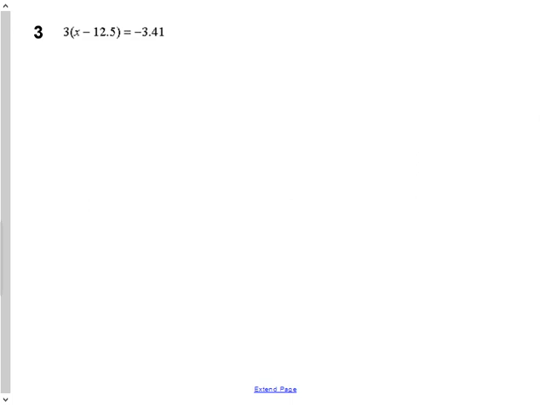Question 3. Now we get into just solving equations using distributive property. And what this says is 3 multiplied by x minus 12.5 is equal to negative 3.1. So on an algebraic scale, if I was to draw an x, and rather than draw negative 12.5 integer tiles, I'm just going to put a negative 12.5 constant. I'm just going to write it out. So that would be x minus 12.5 equals negative 3.41.